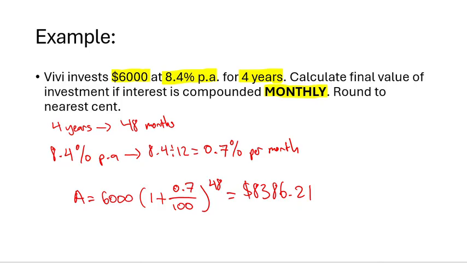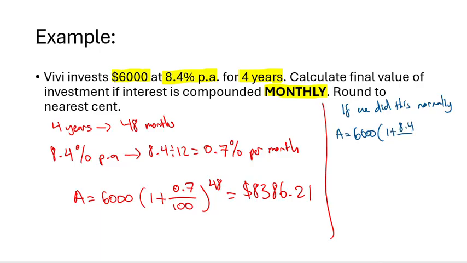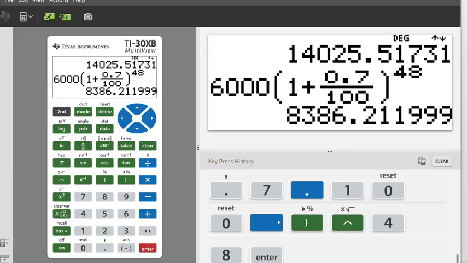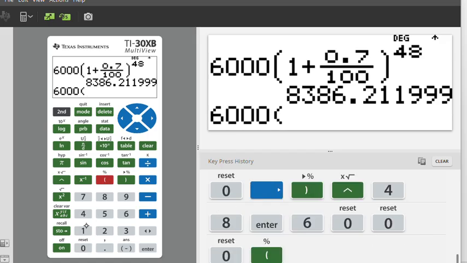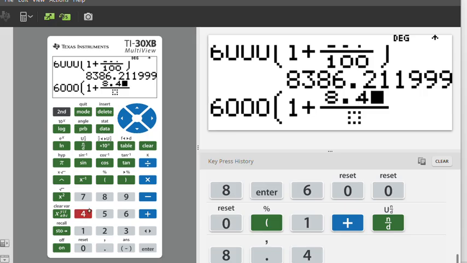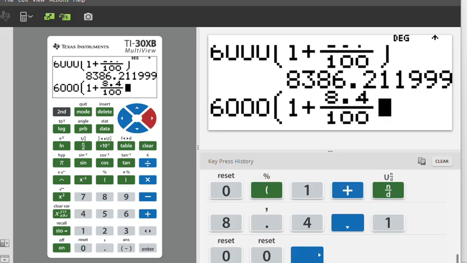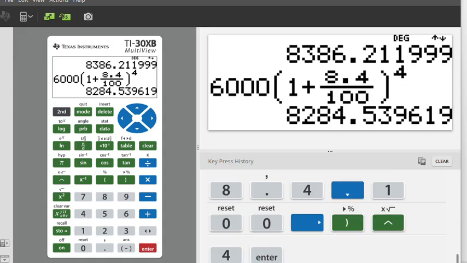Now let's just double check. If we did this normally, I wonder if it will be the same answer, but I'm pretty sure it's not. But we'll just double check anyway. So it'll be A equals 6,000, 1 plus 8.4 over 100 to the power 4. So let's just try that out. 6,000, 1 plus 8.4 over 100, close brackets to the power of 4.